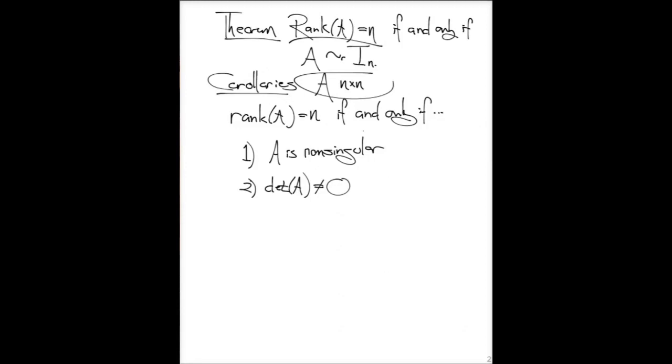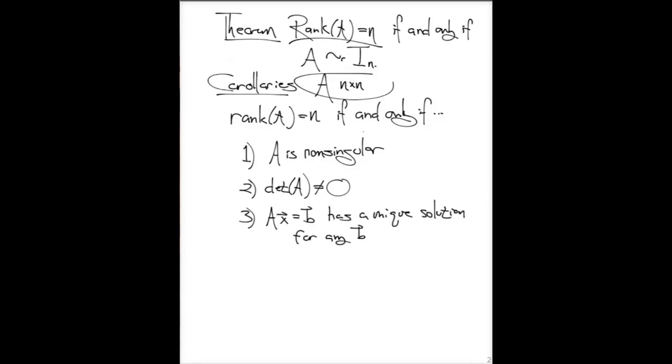Second, rank of A is n if and only if the determinant of A is non-zero. Third, rank of A is equal to n if and only if the vector equation or matrix equation Ax equals b has a unique solution for any b.